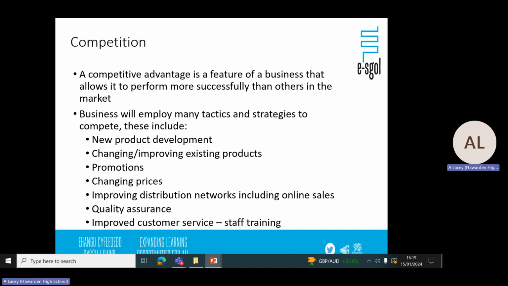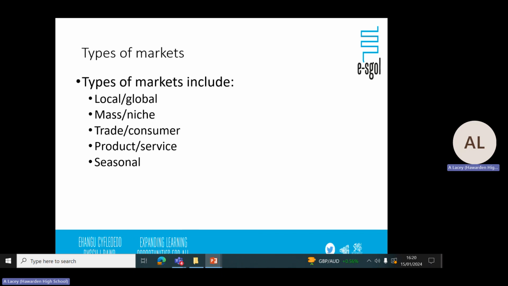Now, businesses will employ many tactics and strategies to compete, and these include things like new product development, changing and improving existing products, maybe promotions, changing prices, improving distribution. So maybe not just in retail stores, you're selling online, quality assurance and improved customer service, which requires your staff being trained to do this. So there are different ways in which companies will look at competition and how they try to beat their competition.